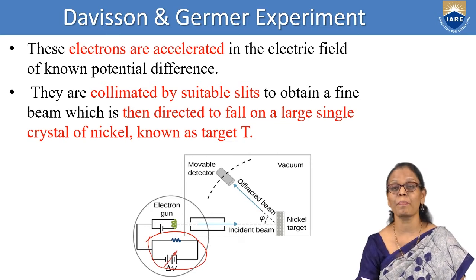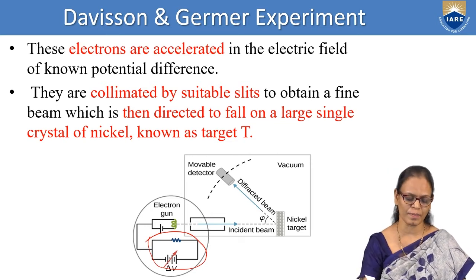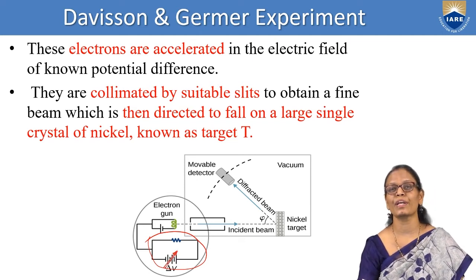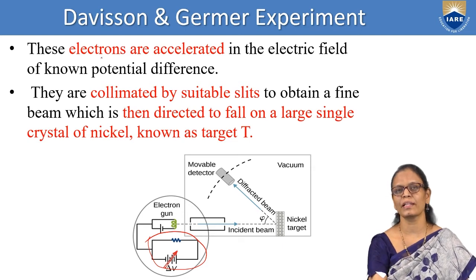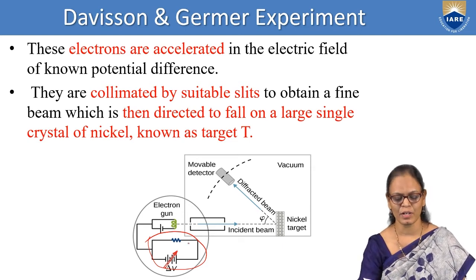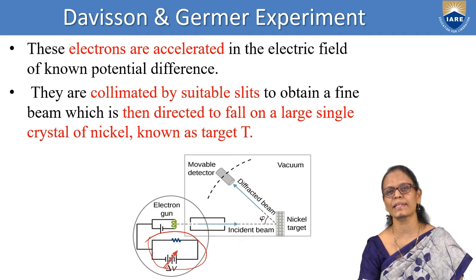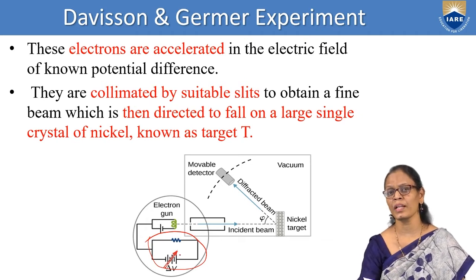See here, you can apply a varied potential. This arrow here shows that you can apply a varied potential, depending upon the requirement. A very high potential is applied so that the electrons are accelerated. So what is the function of this setup here? It is to accelerate the electrons.